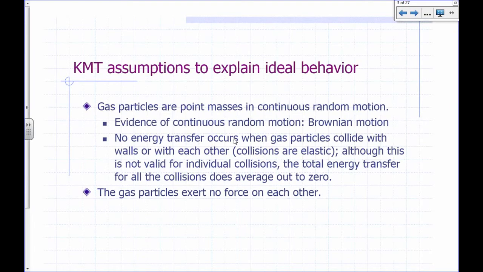Okay? So, what are the assumptions that we make to explain ideal gas behavior? First of all, we assume that gas particles are point masses that are in continuous random motion. Now, point masses means that they occupy a negligible amount of space. So we're ignoring that they have finite volume. This is an assumption that becomes more and more valid at very low pressures, because then the volume of the container will be so much bigger compared to the actual volume of the gas molecules themselves.